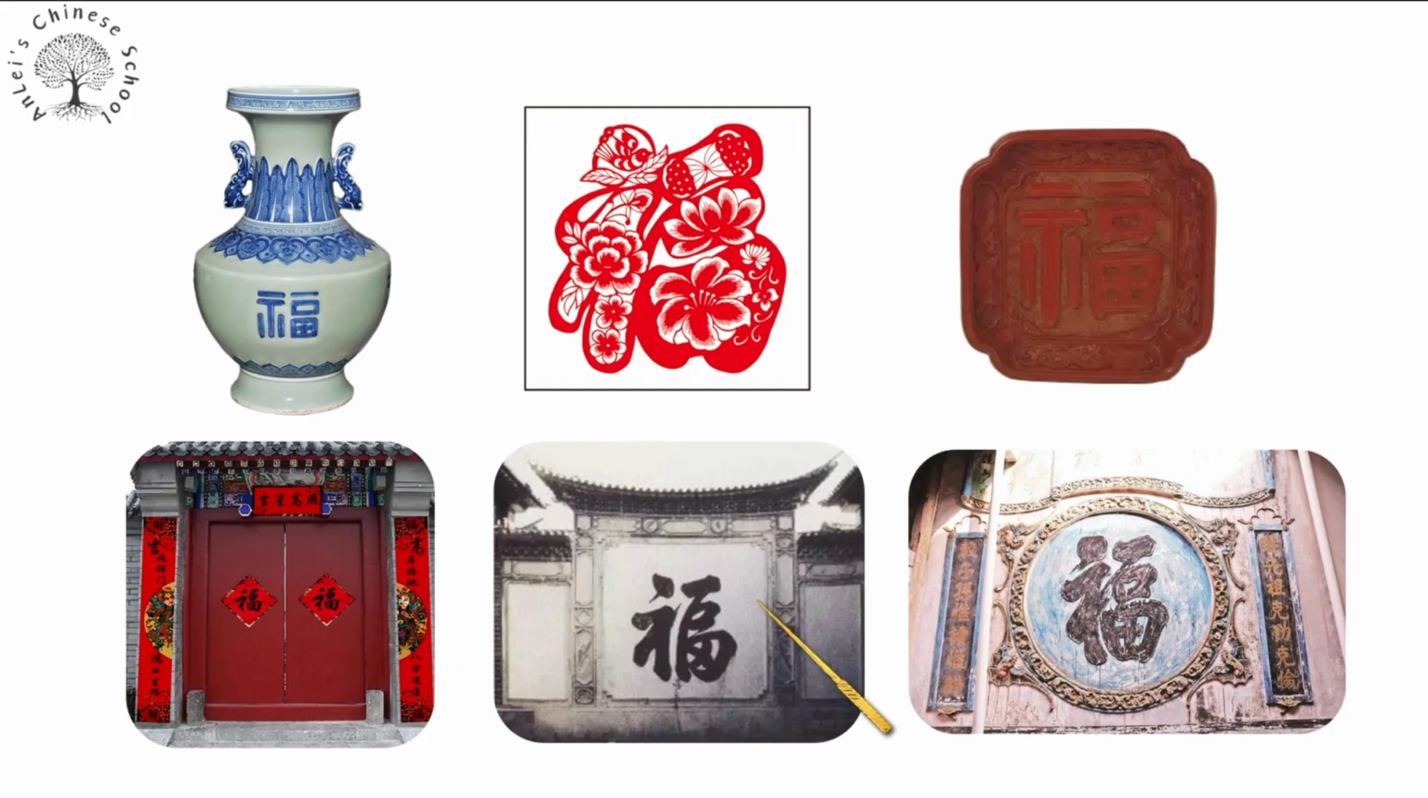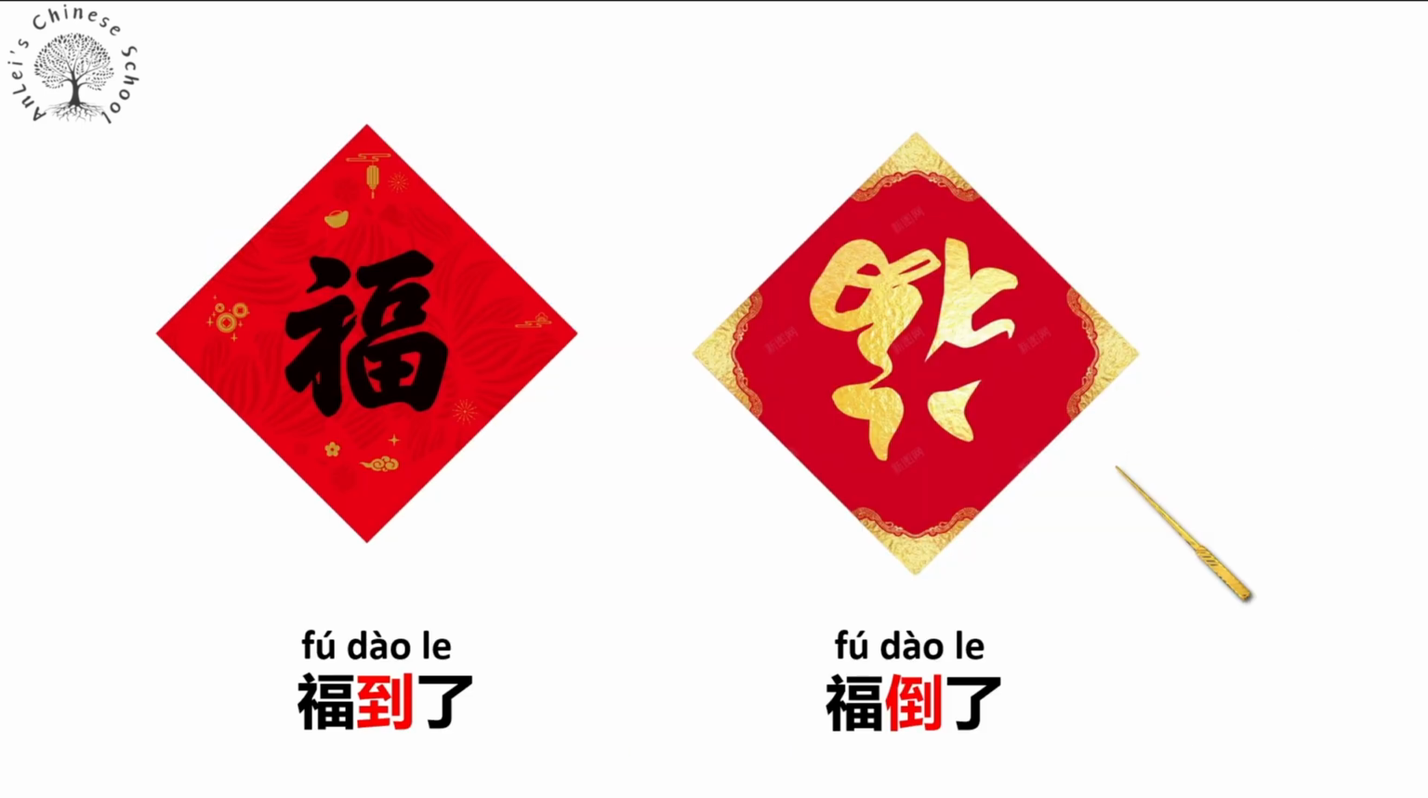Behind the door on the screen wall, there's also a character Fu. It's also on the wall, on the porcelain, paper cutting, and the lacquerware. The Chinese people's pursuit of Fu has truly taken root in their hearts. And sometimes you could also see the character Fu put upside down. We call it 福到了. The character Fu is upside down because the character Dao, upside down, and another Dao, arrive, is a homophone. So putting the character Fu upside down also means fortune has arrived, blessing has come.